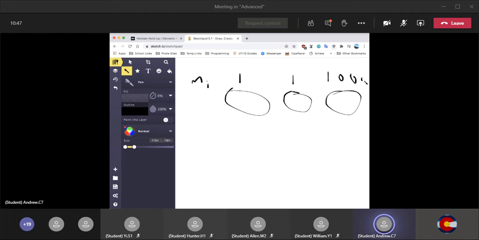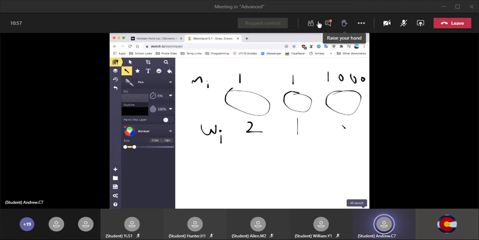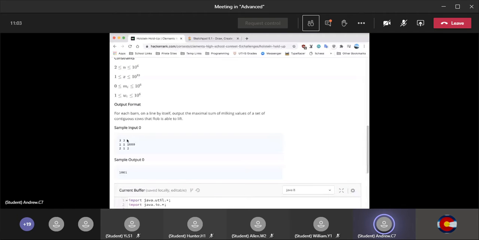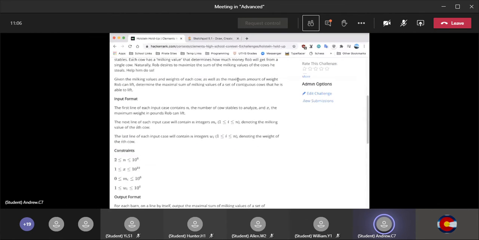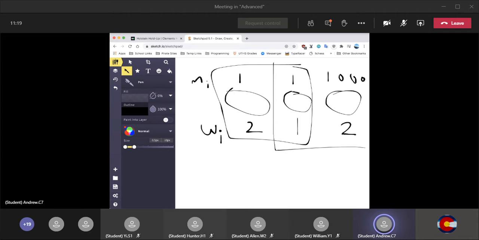The first cow will have a weight of 2. The second cow will have a weight of 1. The third cow will have a weight of 2. So like 2, 1, and 2. Since we want the total weight to be less than or equal to 3, because 3 is the maximum that Rob can lift, we cannot lift all 3 cows. So we can either lift the first 2 cows or the last 2 cows. Obviously the optimal one is the latter 2 cows, where the total milking value is 1,001. And that would be our answer.